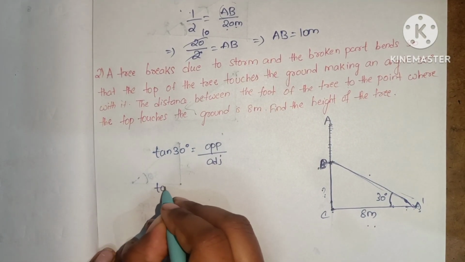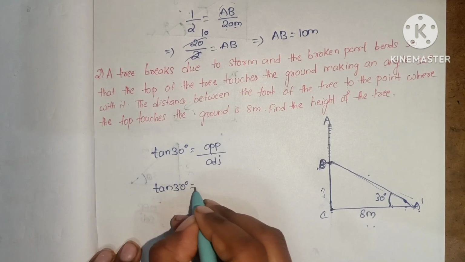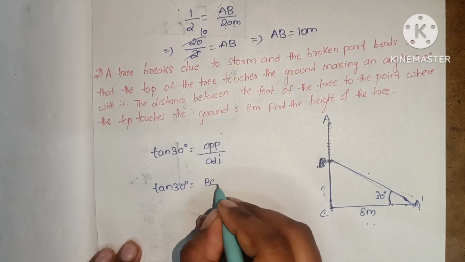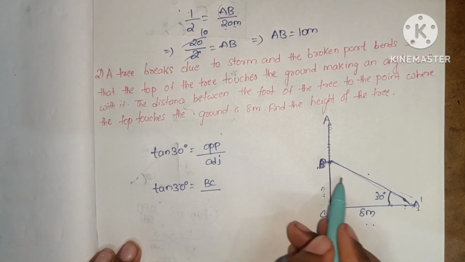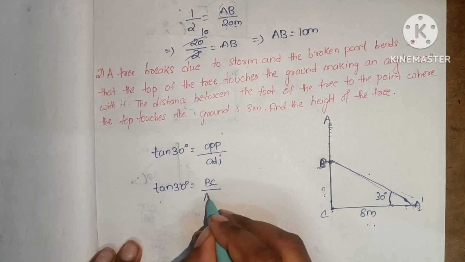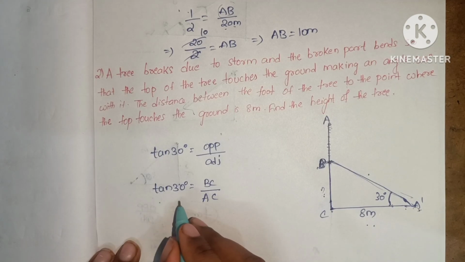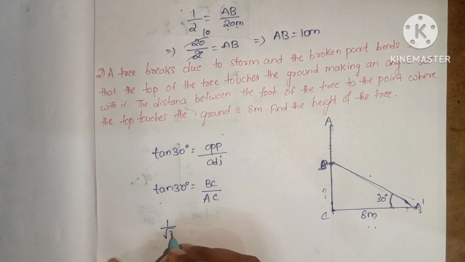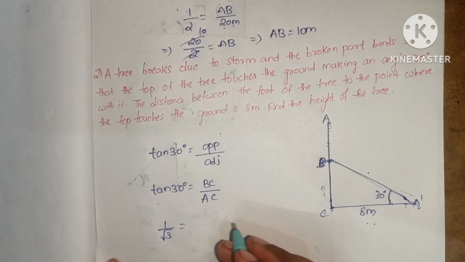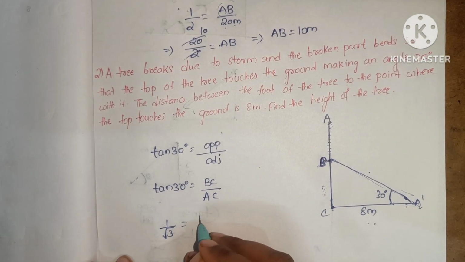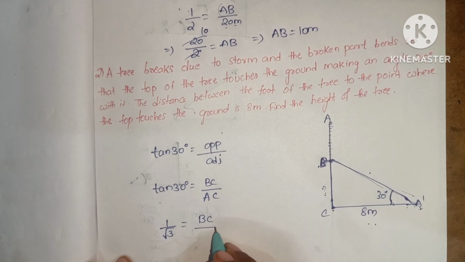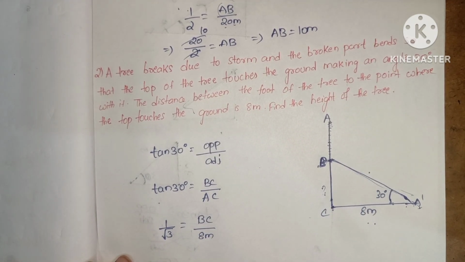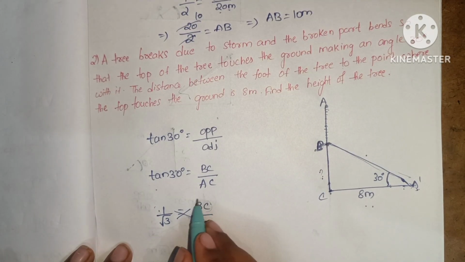So tan 30 degrees equal to the opposite side, which means BC, by the adjacent side, which means AC. So what is the tan 30 value? 1 by root 3. BC we don't know, so write down BC by AC, which is 8 meters. You have to find out BC, right?